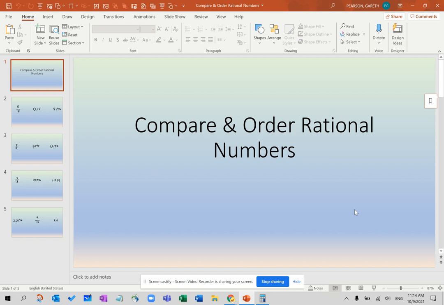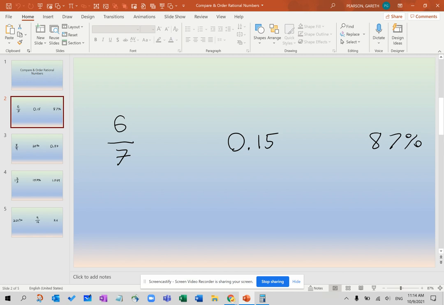So the first question might be, well, what is a rational number? A rational number is basically almost anything. So think of maybe a fraction or a decimal or a percent. All of these can be understood as rational numbers. So the question is, how do we compare them and put them in order since they're all written different ways?